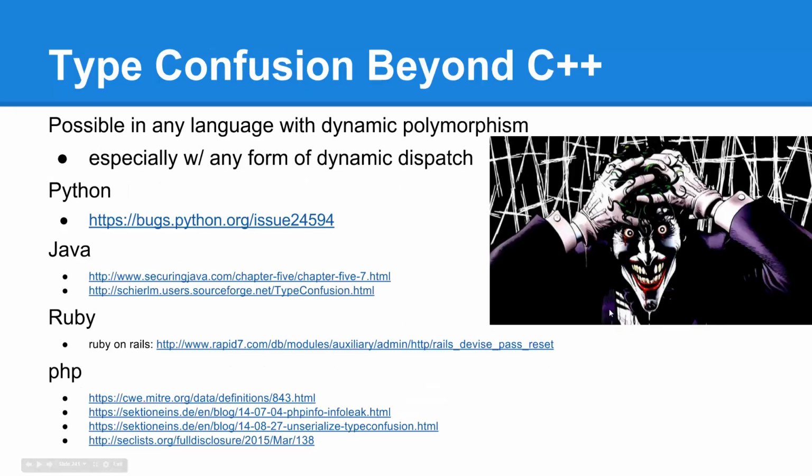Type confusion is not just limited to C++. It is possible in any language with dynamic polymorphism and that performs any form of dynamic dispatch. There are examples in Python. Java is a big one. There are examples in Ruby on Rails, as well as several in PHP, and any other language that is essentially doing object-oriented dynamic polymorphism.